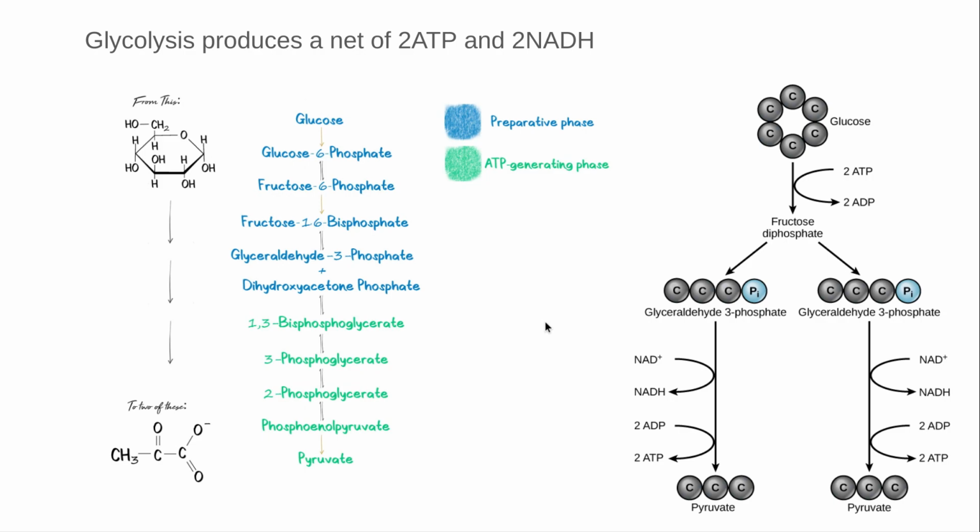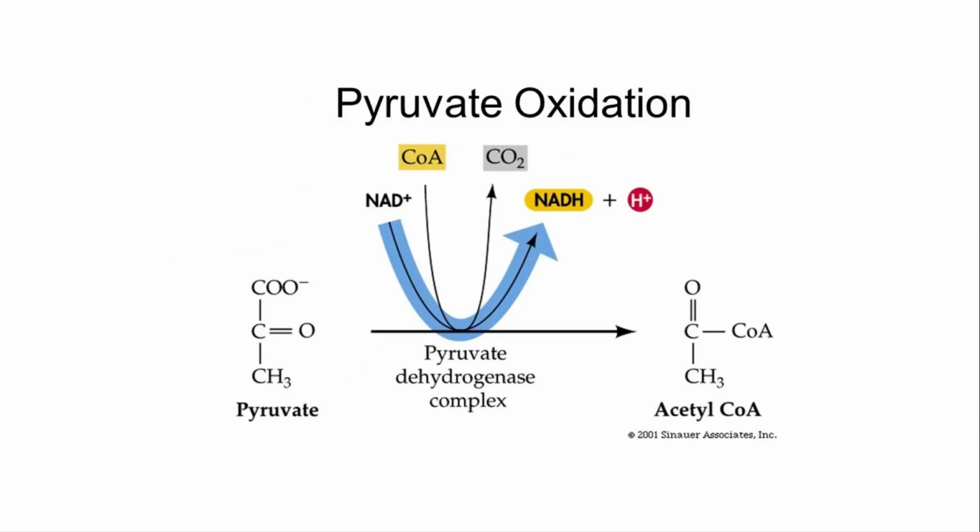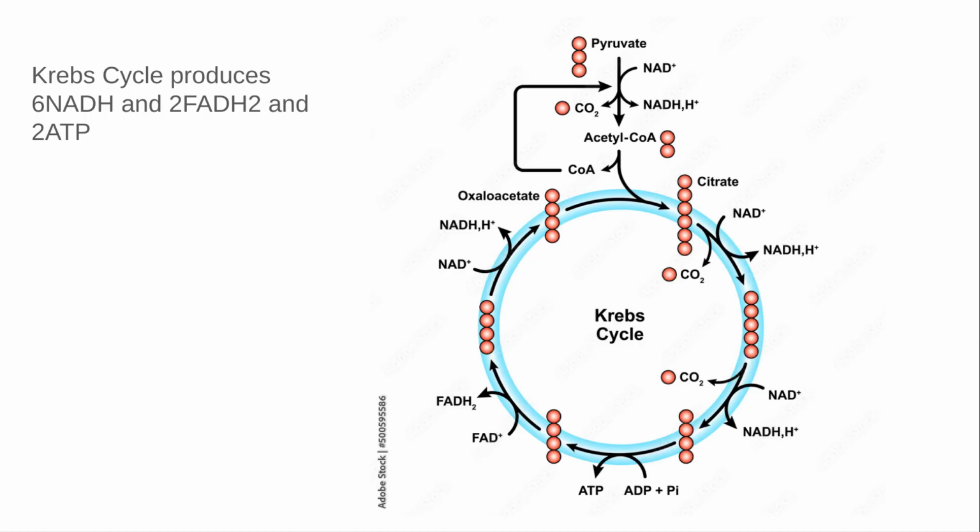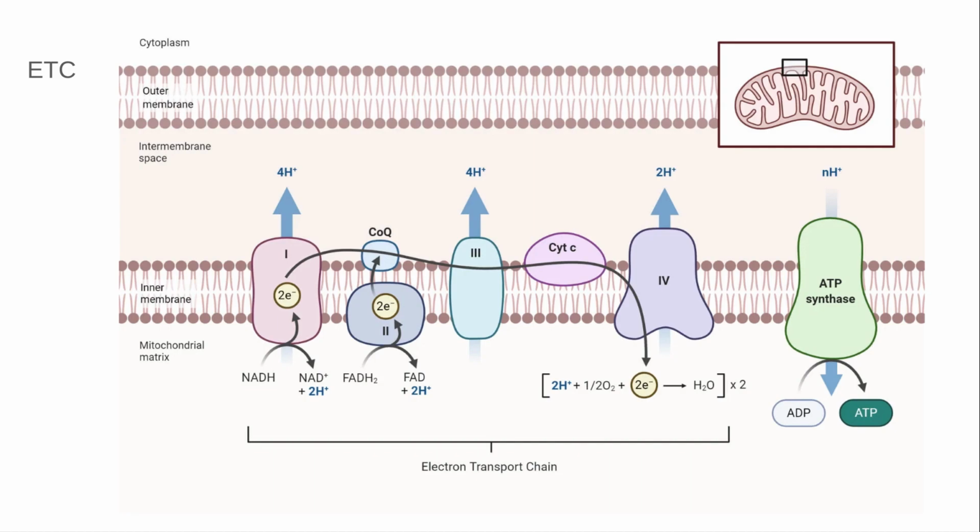So add that to the 22 that we created just from the Krebs cycle. So we have 28, and then we have 2 NADH here, so 2 times 3 ATP molecules. So we have 6 ATP molecules here. So 28 plus 6, that is 34 ATP molecules so far.